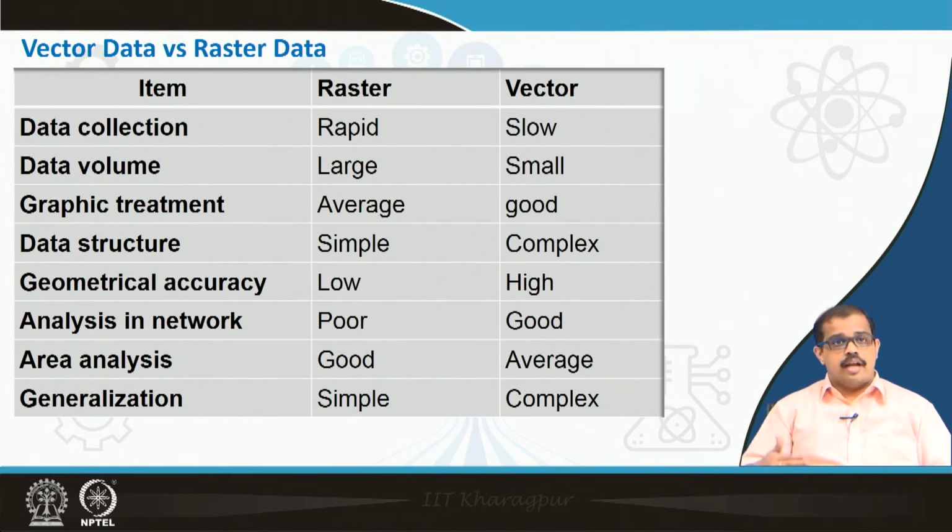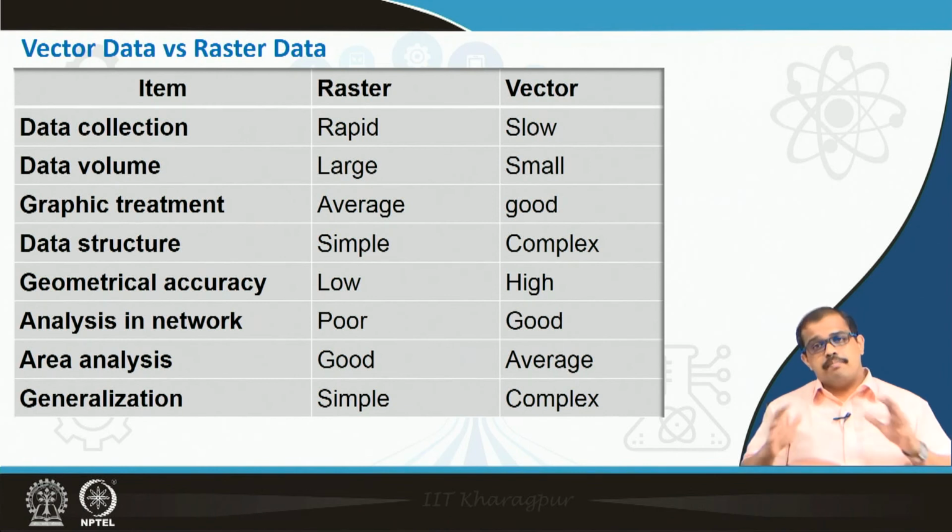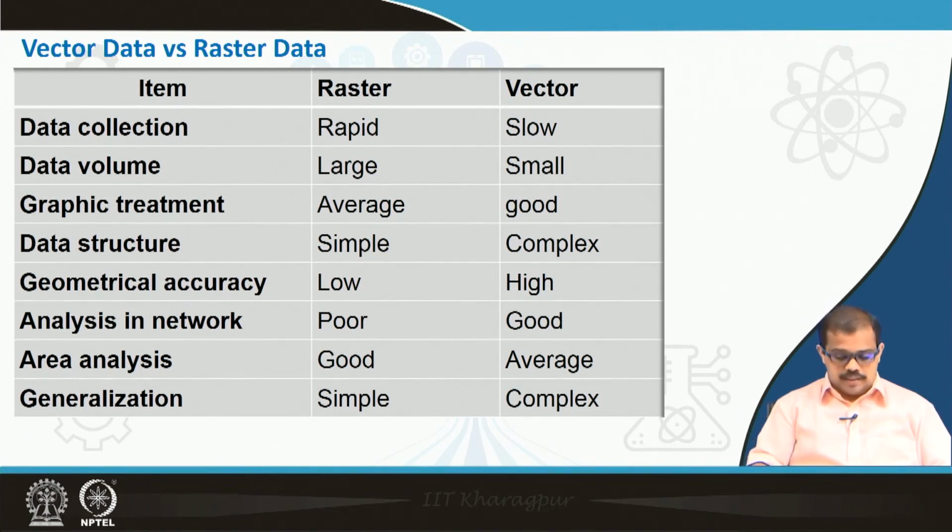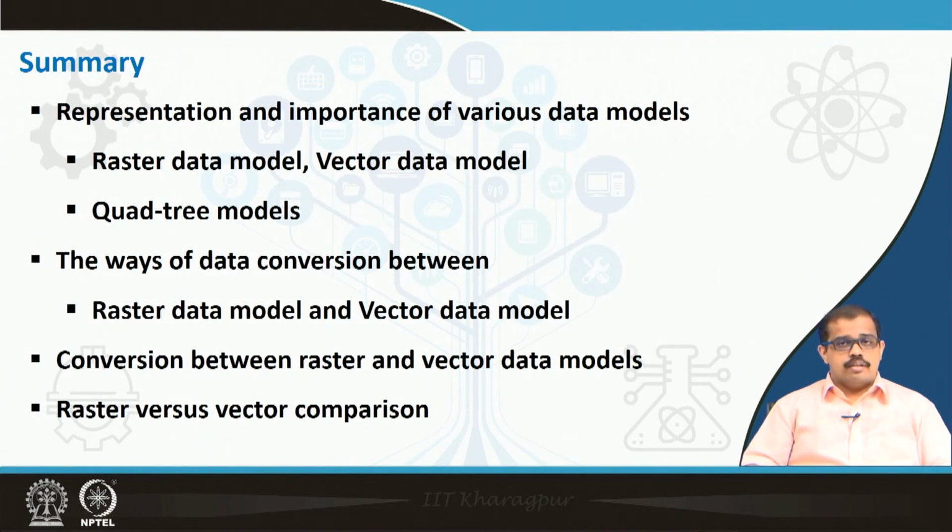Area analysis is much easier with raster data, whereas for vector data it is average, or I can even say it is not below par many times. But when you are looking at generalization, raster data is simple. If you are generalizing raster data, it is quite simple, whereas vector data is extremely complex in terms of generalization. And coming back to the summary, we looked at the representation importance of various data models.